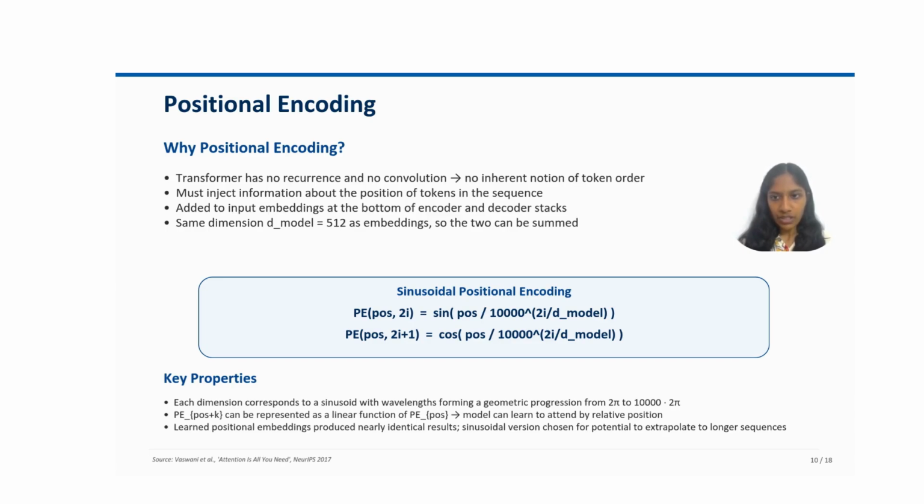The paper uses sinusoidal functions to generate these encodings, allowing the model to learn relative positions effectively. Each dimension of the encoding corresponds to a different frequency, which enables the model to distinguish between positions even in long sequences. By adding positional encoding to embeddings, the model gains the ability to understand sequence order while still benefiting from parallel computation.